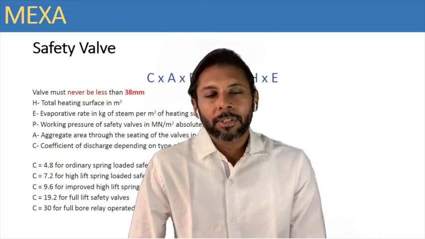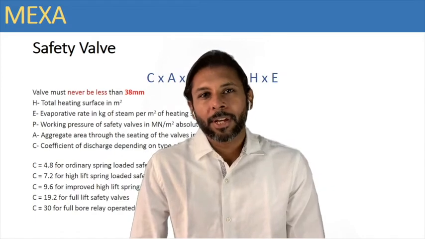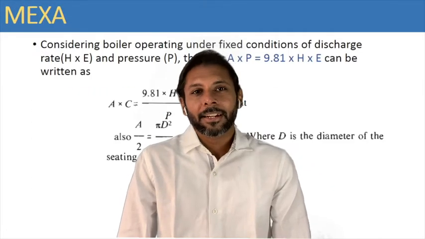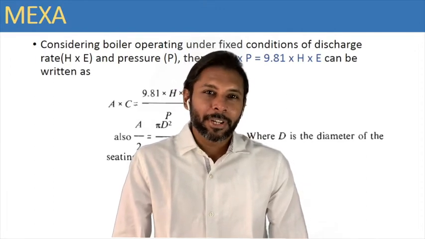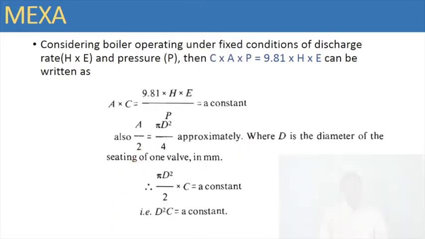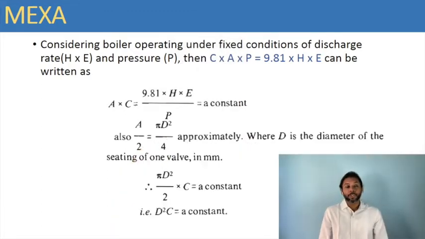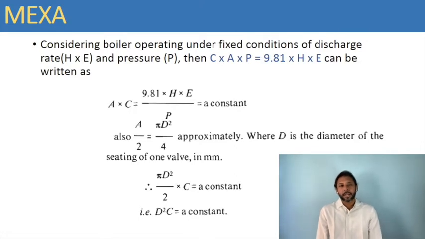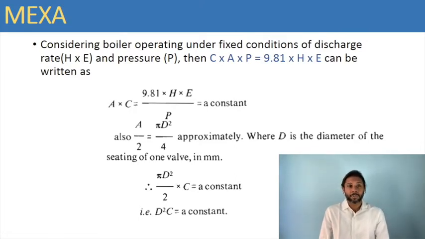One should know that no safety valve should have a valve diameter lesser than 38 mm. Considering the boiler to be operating at fixed conditions of constant discharge and constant pressure, the equation can be deduced to d square c equal to constant, d being the diameter of the valve and c being the discharge coefficient depending on the type of valve being used.